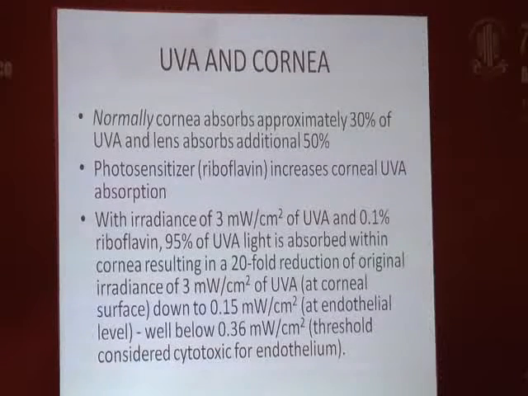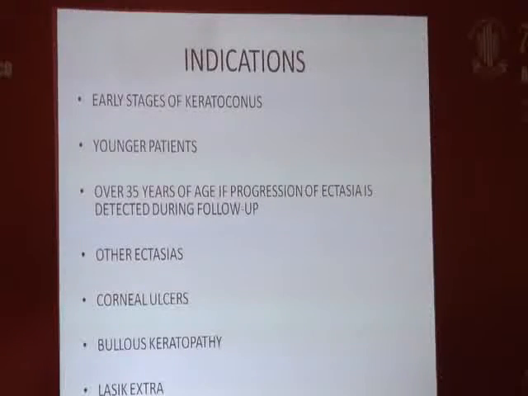Now all these values apply when you have a cornea of sufficient thickness. You have to have a cornea of sufficient thickness if you are going to go by these values, that yes, you have decreased your UV radiation by 95% by the time you are at the endothelium. Now what are the indications? Lots of indications for cross-linking, especially as it's such a very, very exciting phase of development.